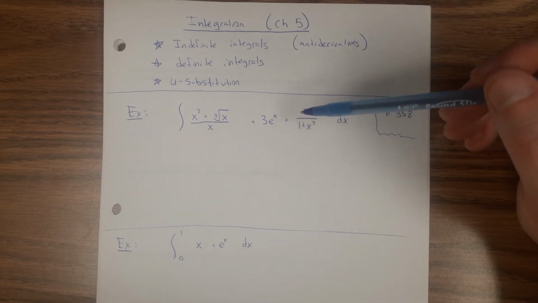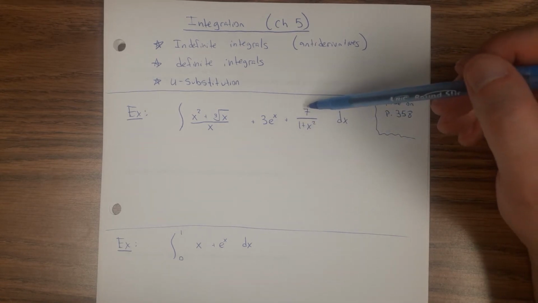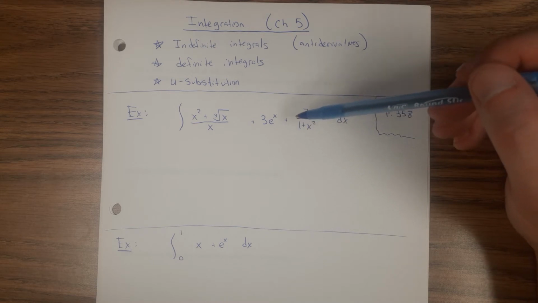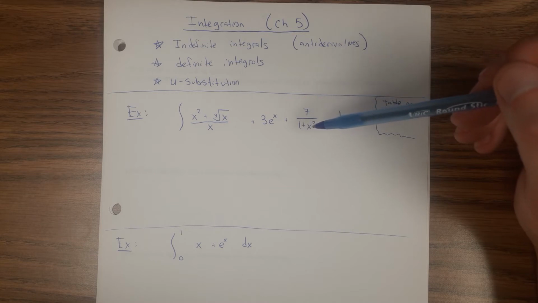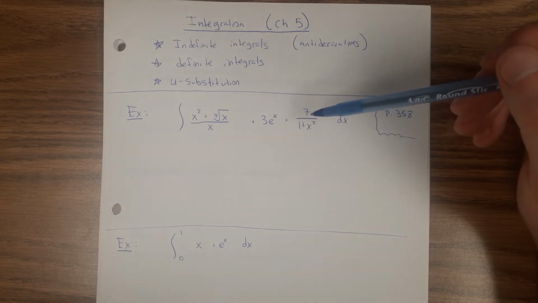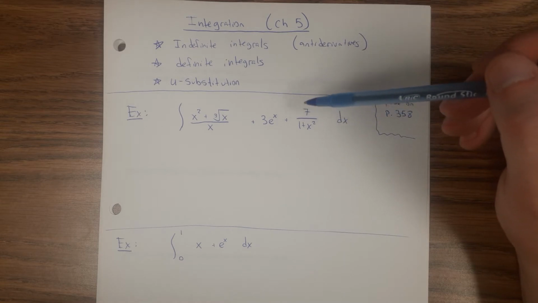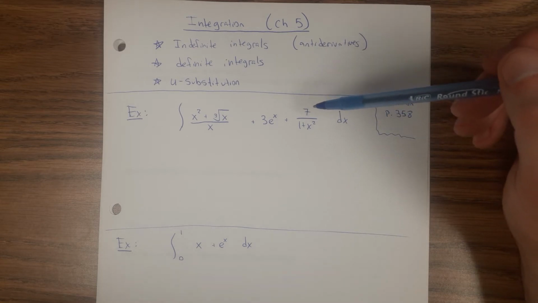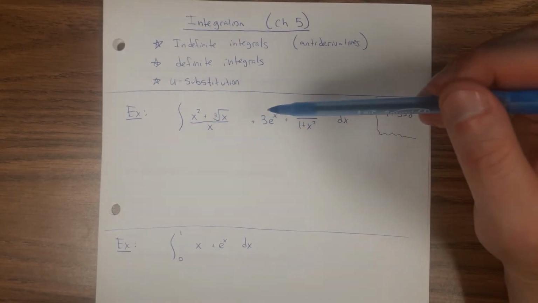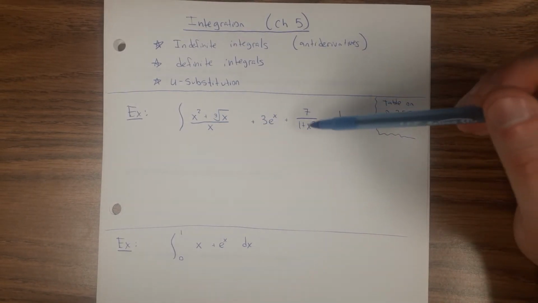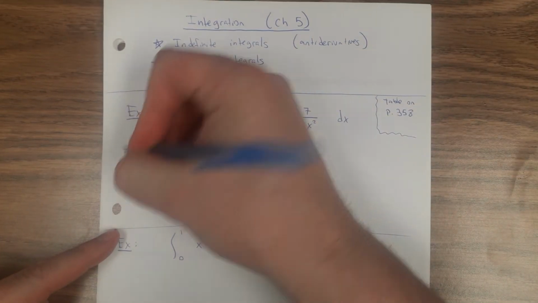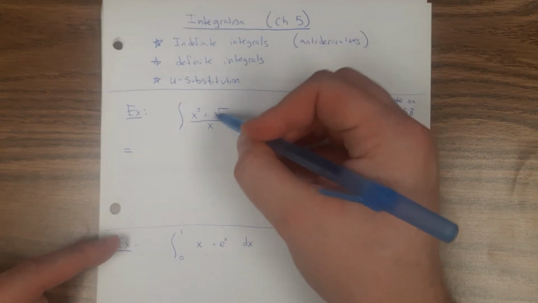This one I recognize as well. If this 7 were a 1, this would be arctangent. The antiderivative of 1 over 1 plus x squared is arctangent, and I know that because I know my table. So with the 7 there, the antiderivative is going to be 7 arctangent. So just to summarize, this one's a mess, this one I'm comfortable with, and this one I'm comfortable with. Let's talk about this one.